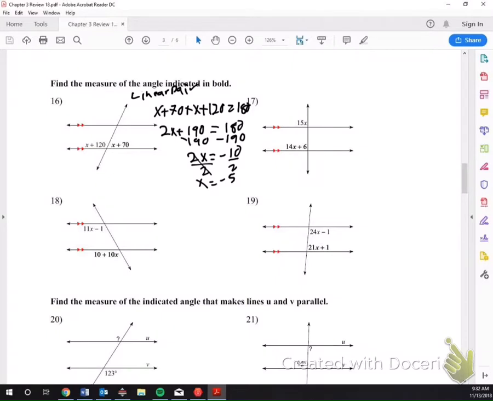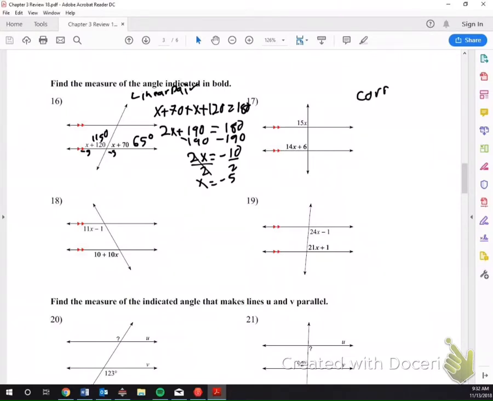now, here we actually have to find the measure of the angle, so we're going to take this and plug it back in. So we get 70 minus 5, or 65, and negative 5 plus 120, 115.